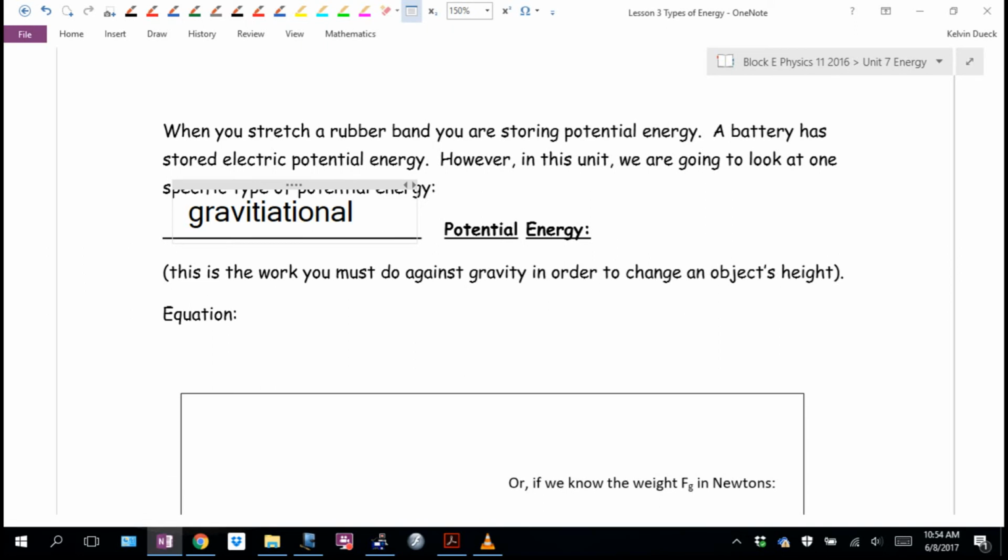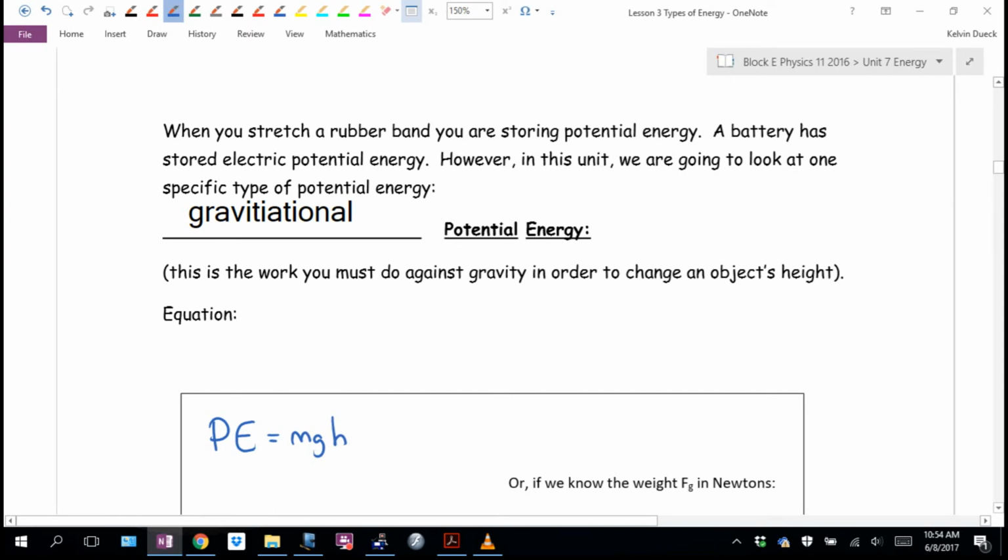This is the work that you must do against gravity in order to increase an object's height. As an equation, my abbreviation for potential energy is PE. You know what my abbreviation for kinetic energy is? KE. You've seen this before, but I called it something else. I just called it the work done against gravity. It's mgh.